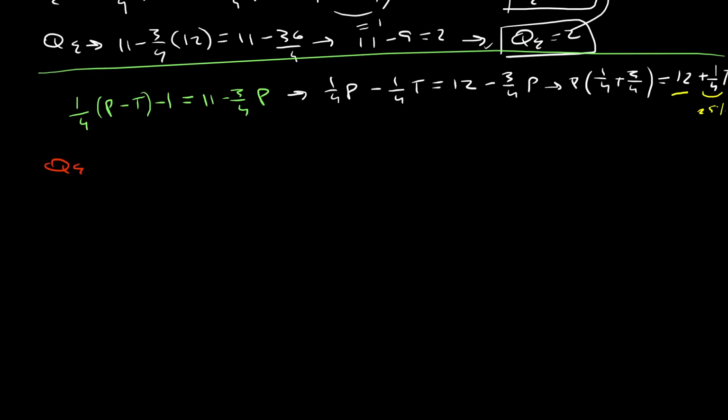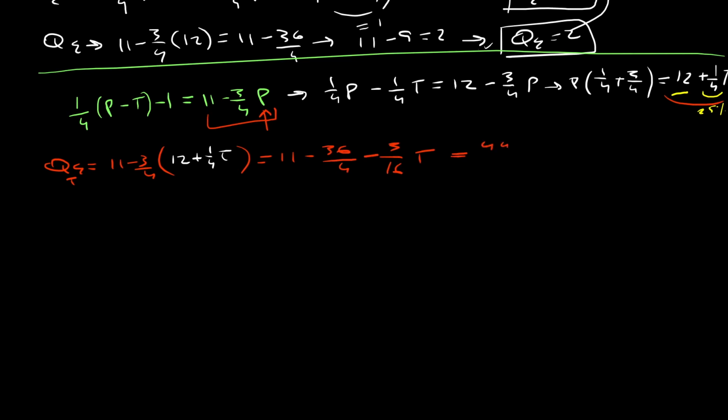So now that we have the price, we can solve for the quantity. So the quantity in equilibrium with the tax is 11 minus 3/4. And then the price, remember that this is the expression that we're using, but this element now, it's this one. So we are going to change this term inside. Let me just change colors. So this is 12 plus 1/4 t. So this is equal to 11 minus, so that's 36 divided by 4 minus 3/16t. So this is the same thing as saying, 44 divided by 4 minus 36 divided by 4 minus 3 divided by 16t. So 44 minus 36, that's 8, divided by 4 is 2. So our result is 2 minus 3/16t. So this is our quantity in equilibrium with a tax.